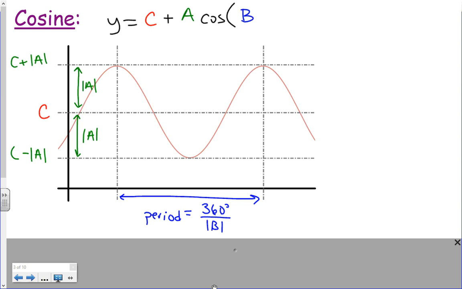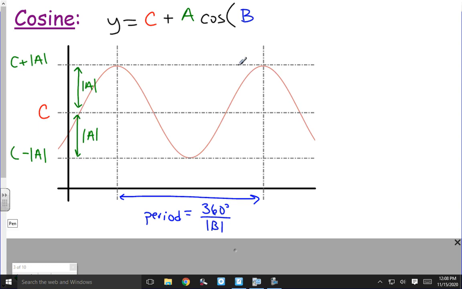Okay, so again, that distance is not equal to b. The distance is equal to the period, and the period is equal to 360 over the absolute value of b. So I can't necessarily sketch what exactly b is on this graph, but I can show you how we can calculate it from this graph.